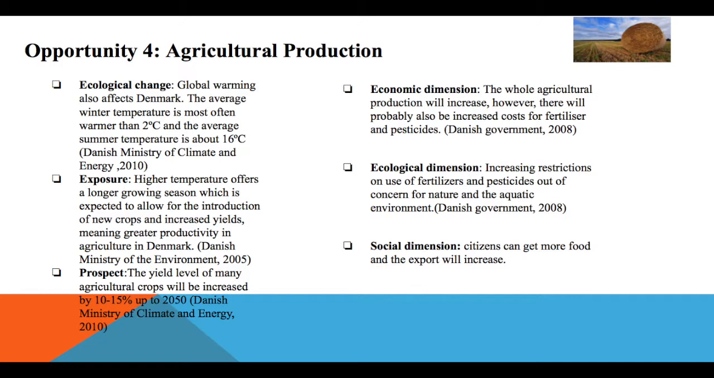In different dimensions, the whole agricultural production will increase. However, there will probably also be increased cost for fertilizers and increasing restrictions on the use of fertilizers and pesticides out of a concern for the natural and the Arctic environment. Citizens can get more food and the export will increase.